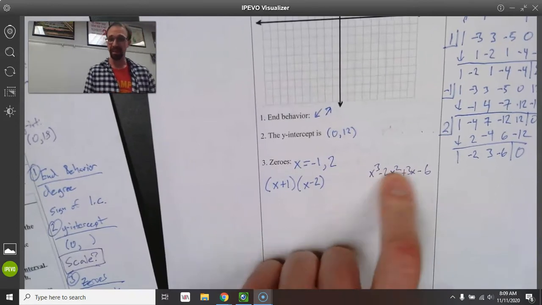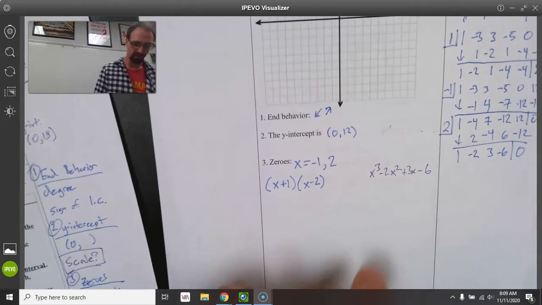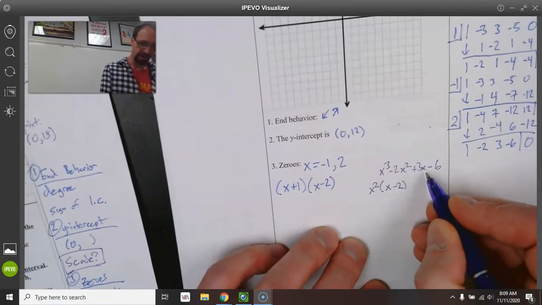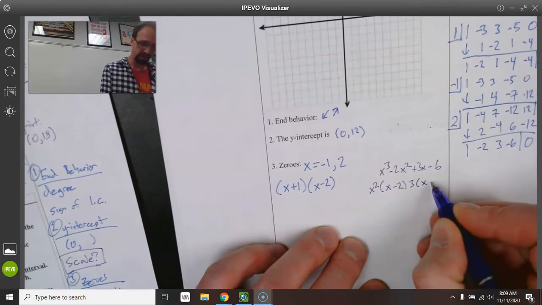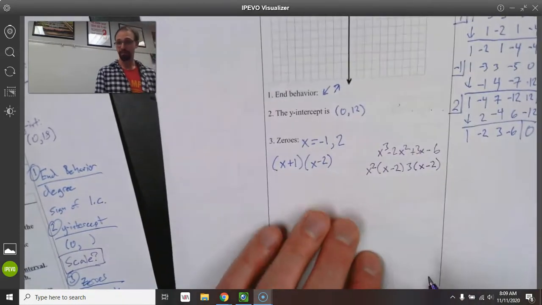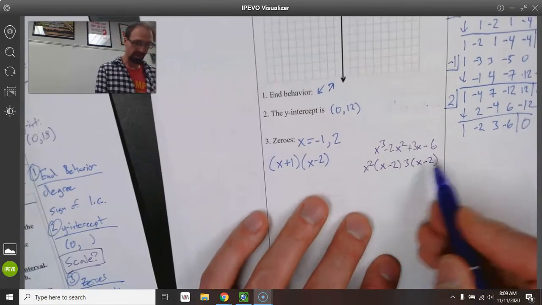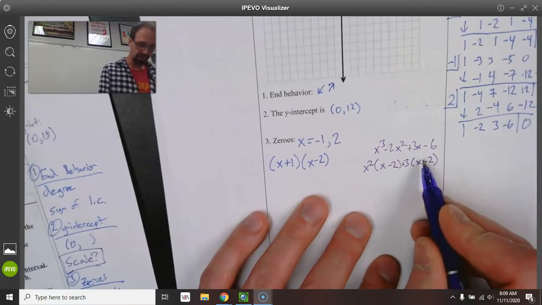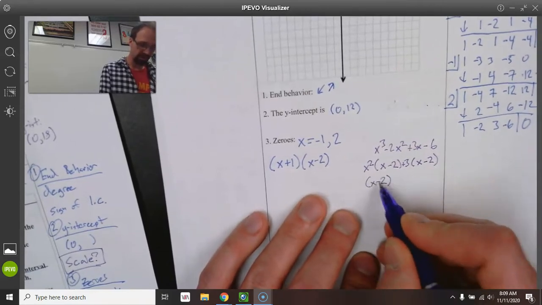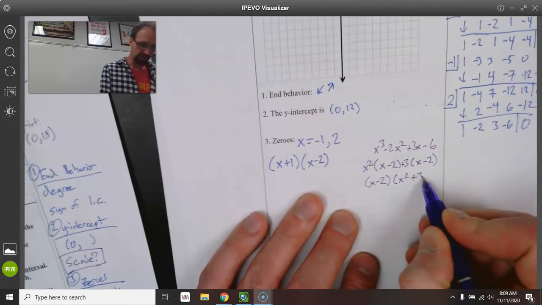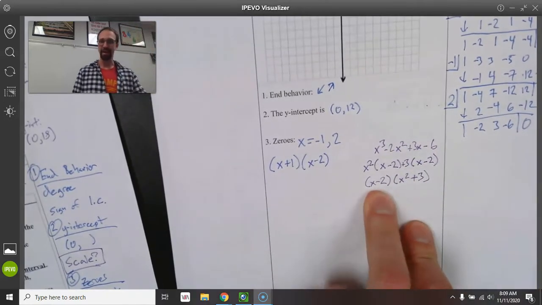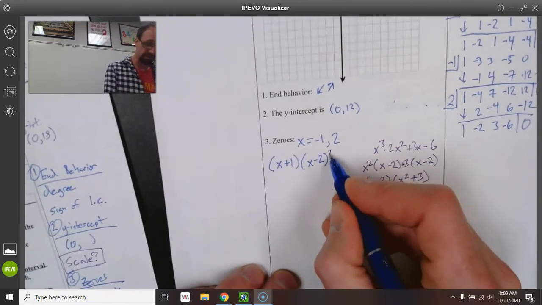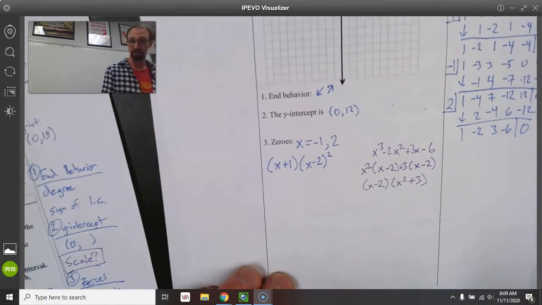Looking at this, it looks like I could possibly do a factor by grouping. Let's check that. So if I factor out an x squared, I'm left with x minus 2. If I factor out a 3, I'm left with x minus 2. Looking good so far. So that means I can distribute out plus 3. Now I can factor out that x minus 2 from both of these, and then I'm left with x squared plus 3. So the fact that I got another x minus 2 tells me that I have x minus 2 squared, which means 2 is a 0 twice, tells me it's going to bounce.